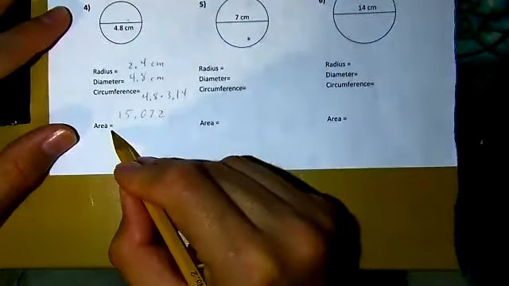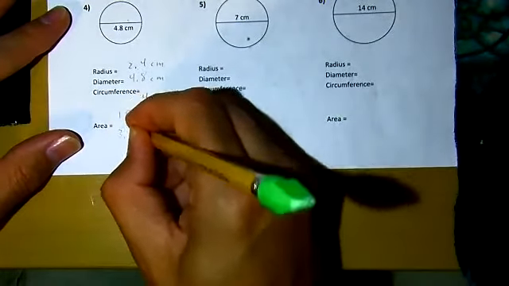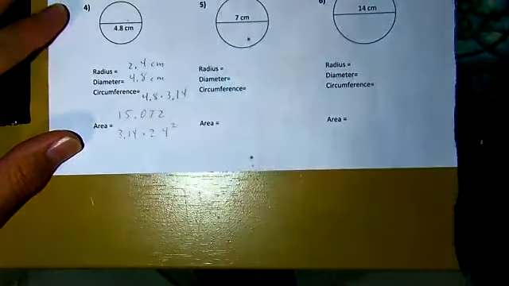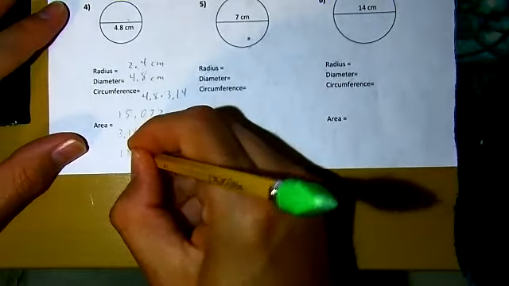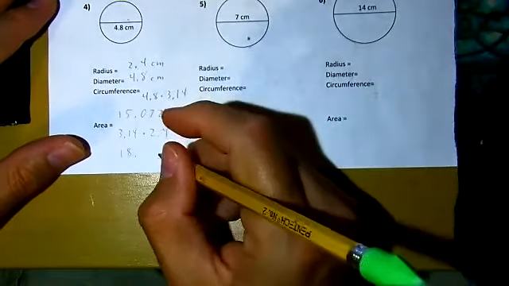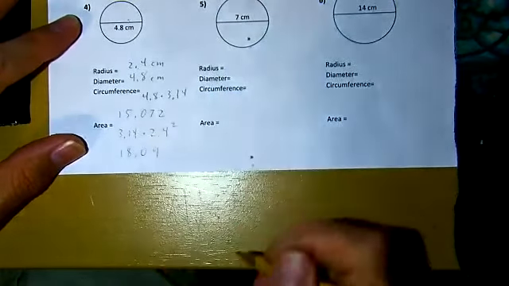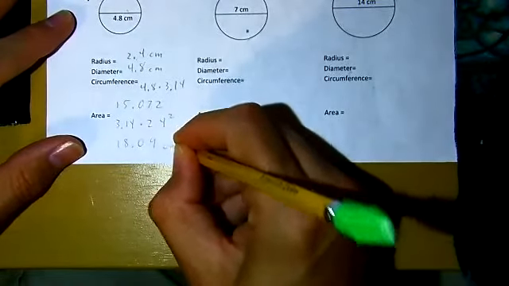Now for the area, you always have to use the radius. So you need this number right here. So pi times the radius, 2.4 squared. And I'm getting 18.0864. I'm actually going to round that just for fun. I'm going to round it to 18.09 because the 6 tells me that the 8 goes up. Centimeters squared.